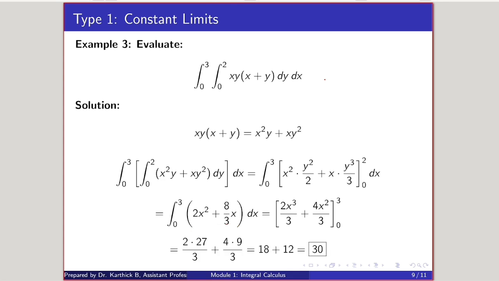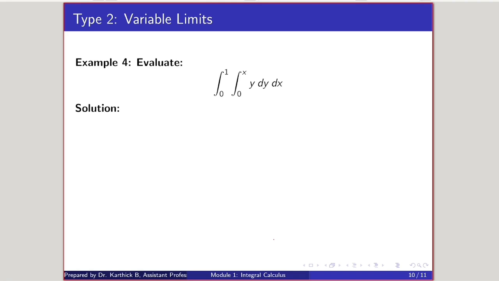And at last we get the answer as 30. Next we see about type 2, variable limits. That means the limits will consist of variables. You just see the y, the limit varies from 0 to x. So the limit of y will be 0 to x.